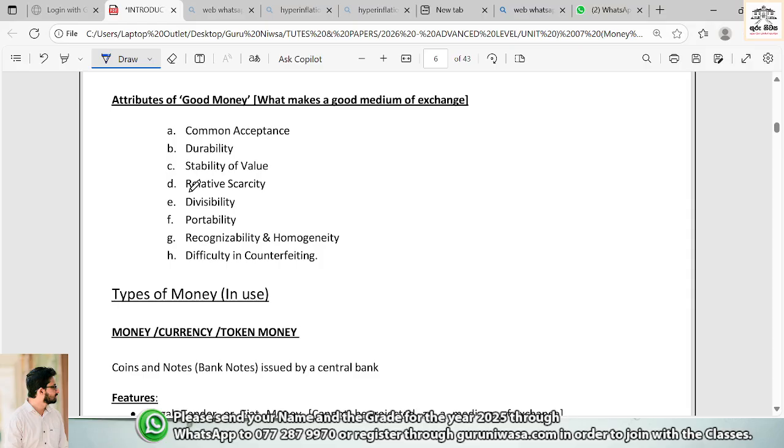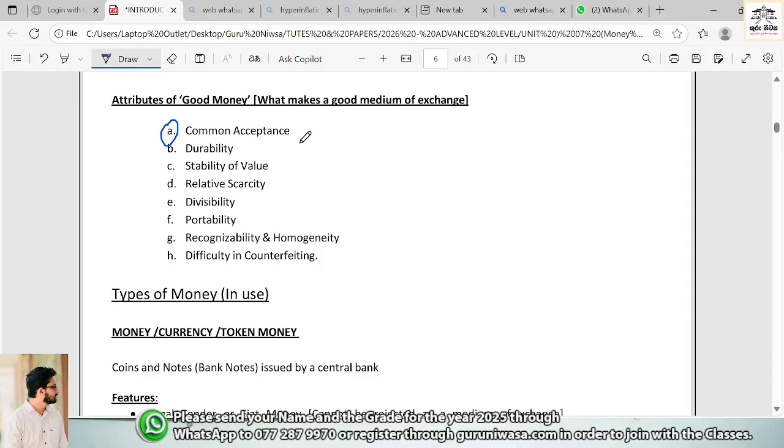If Food City refuses to accept checks as a medium of exchange, then the transaction won't happen. So remember, money is defined as anything which is commonly accepted as a medium of exchange. The first one is common acceptance. If this is not there, money won't work as a medium of exchange.